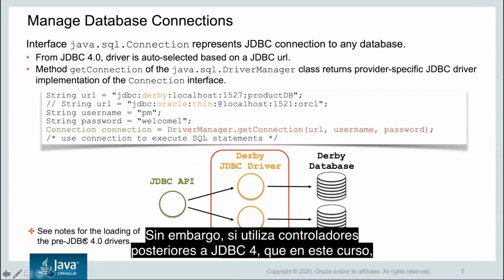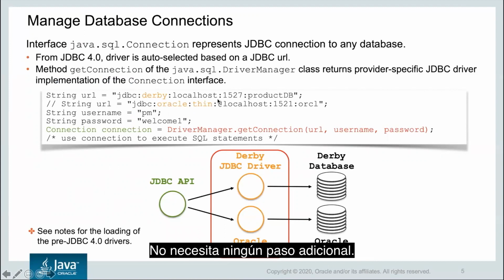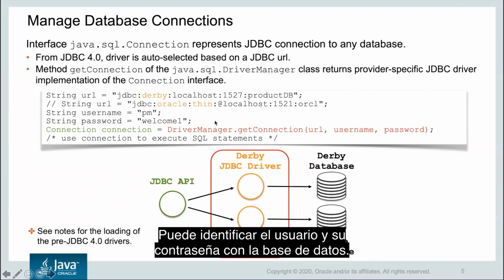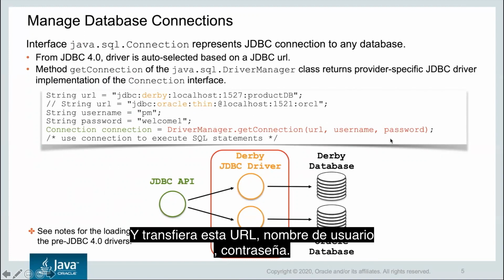But if you're using post-JDBC4 drivers, which in this course we certainly are, then you just use that URL, and that's that. You don't need any extra steps. You may identify your user and password with the database, and then you use the DriverManager class getConnection method, and you pass these: URL, username, password, and you connect to the database. That initializes and obtains a connection for you.